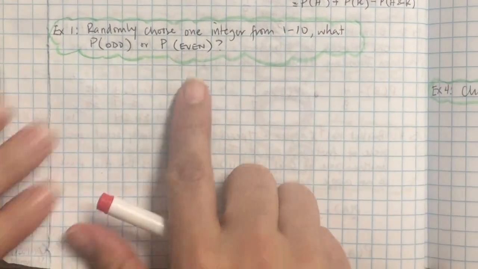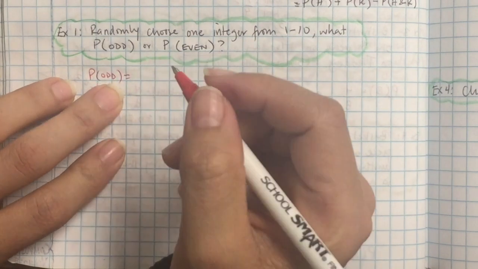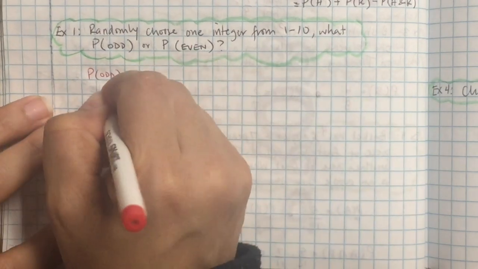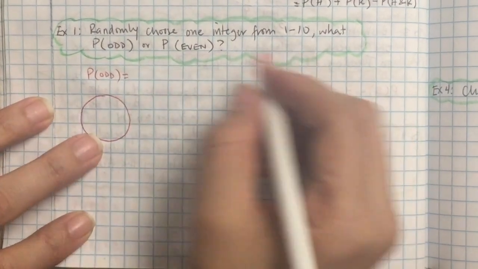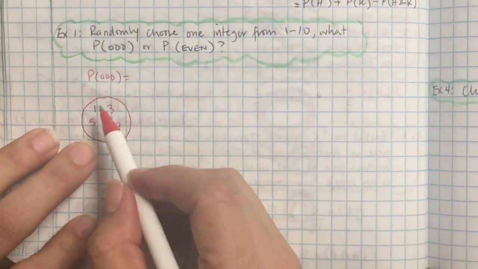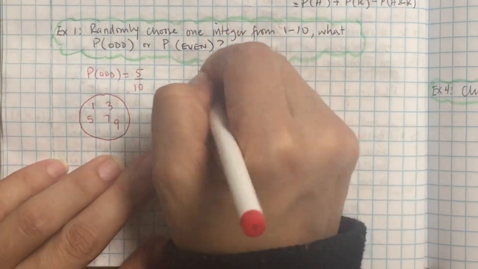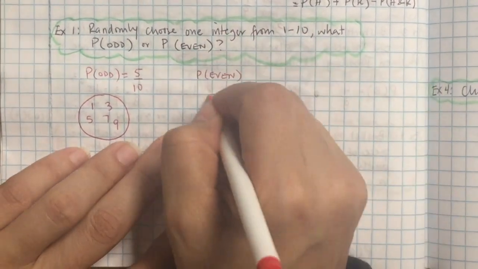So let's take a look at an example. You randomly choose one integer from 1 to 10. What's the probability that you get odd? Well, what are all the odd integers between 1 and 10? You've got 1, 3, 5, 7, and 9. So how many of those? Those are 5. Out of how many possible? Because it's what I want over possible. Out of 10.